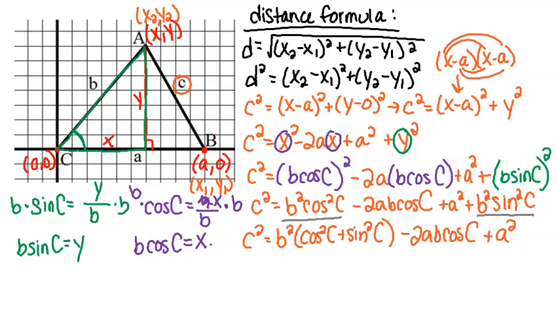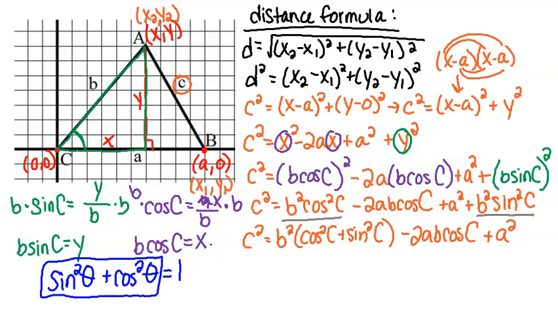If you remember back in Unit 3 when we first started discussing the unit circle in trig, we learned that sine squared of an angle theta plus cosine squared of an angle theta is always equal to 1. So if you ever see this expression exactly as is, sine squared plus cosine squared, we can replace it with a 1. So that's what we have right here. Cosine squared of C plus sine squared of C is really the value 1.